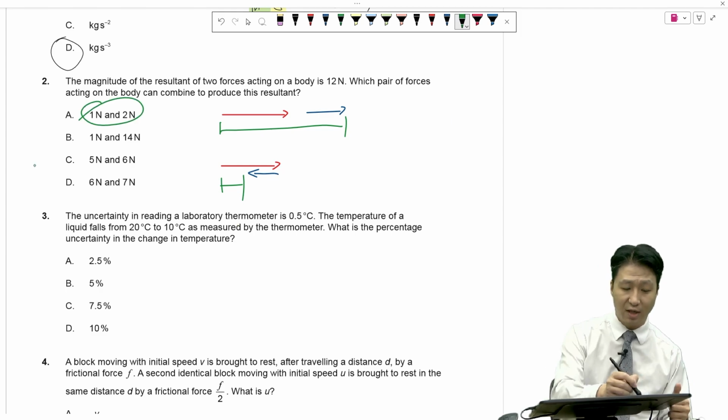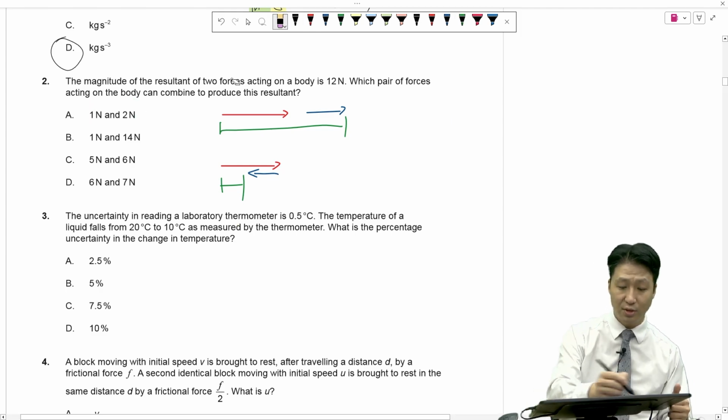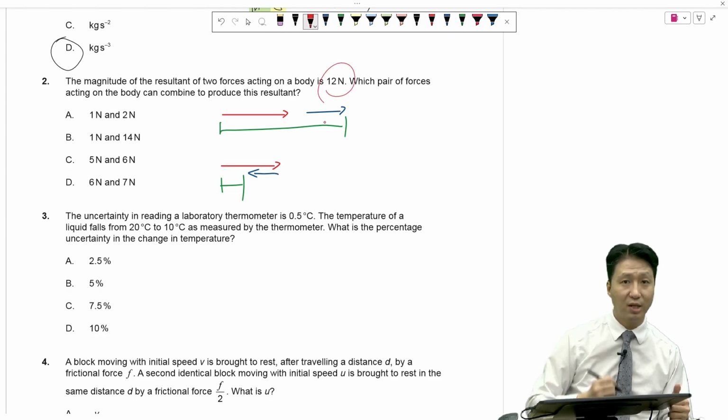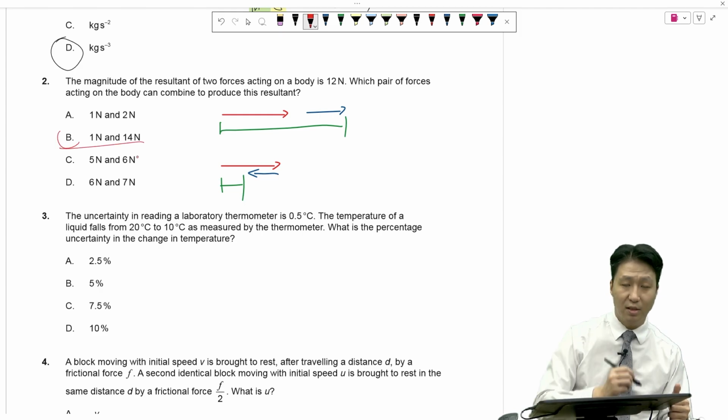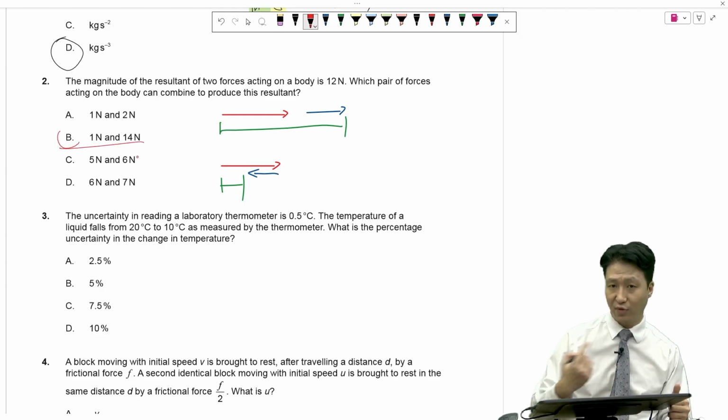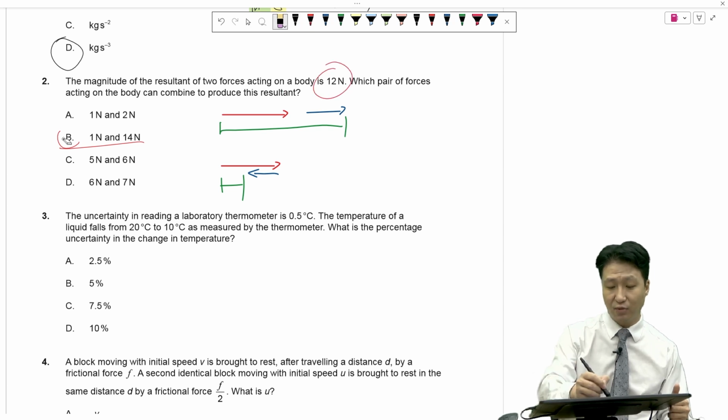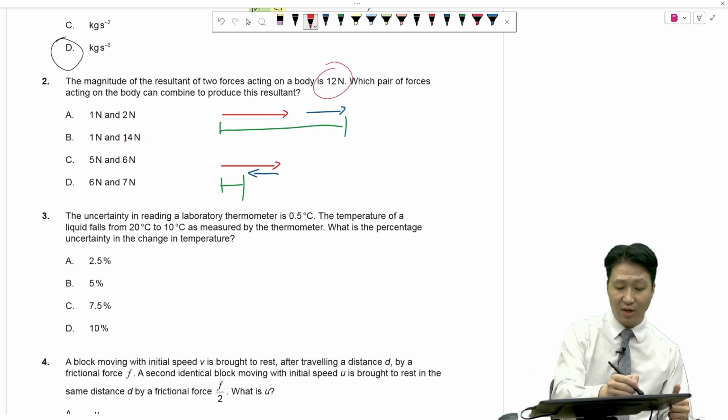So you have option A, 1 newton and 2 newtons. The maximum would be 3 newtons if they're in the same direction, which means you would not be able to get 12 newtons. In option B, it's 1 and 14. 1 plus 14 is 15, which is big enough to get 12, but if they're in opposite directions, it would be 14 minus 1, which is 13 minimum. You will not be able to get 12 newtons.